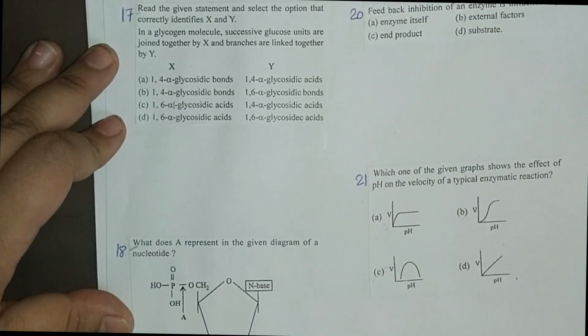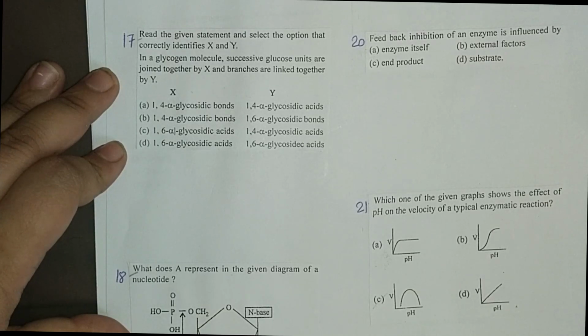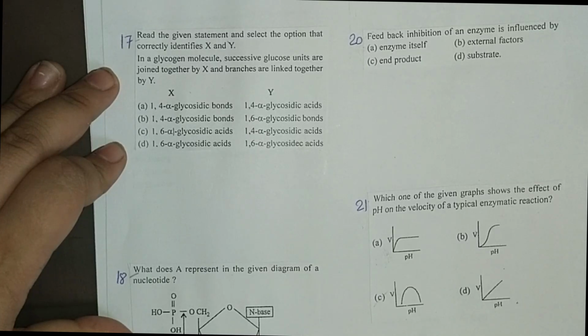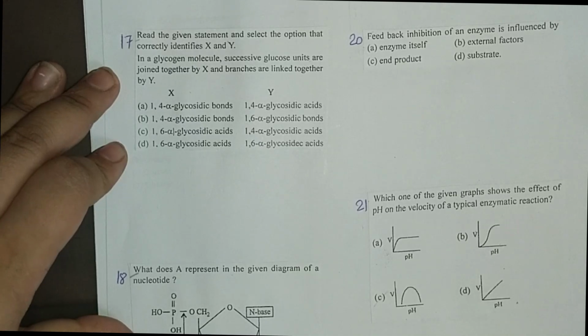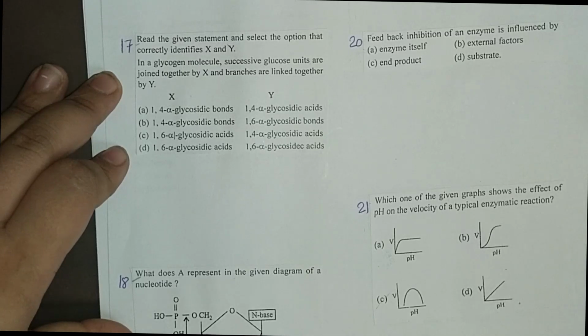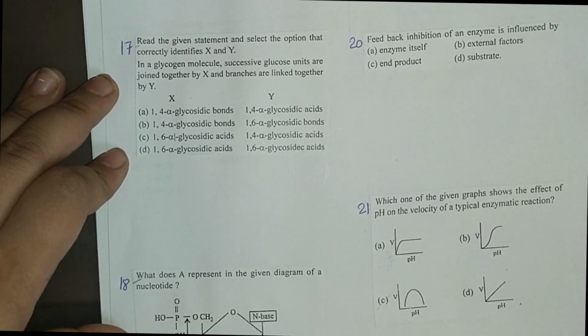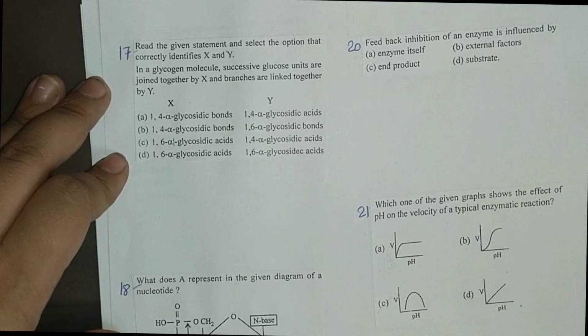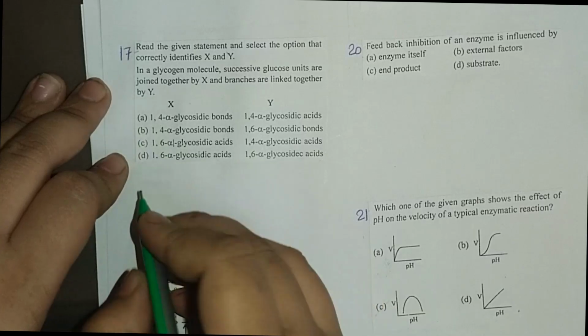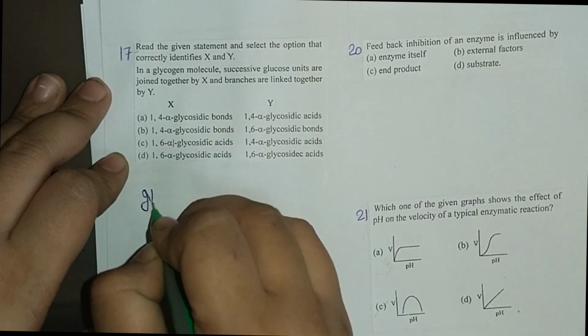Read the statement and select the option that correctly identifies X and Y. In glycogen molecule, successive glucose unit joined together by X and branches are linked with Y. So when we have studied the glycogen structure, we have read that there is a branching present and a linear chain is also present. In case of a linear chain, there is formation of 1,4-alpha glycosidic linkage.